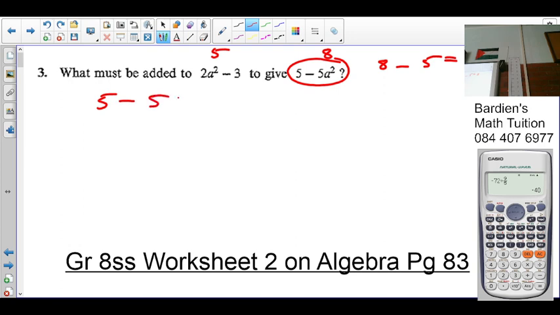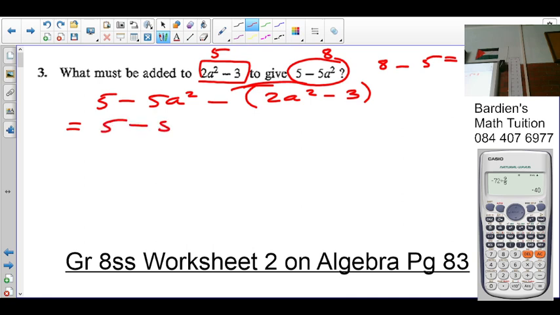5 minus 5a squared, minus the bracket. Can you see that, people? With brackets, 2a squared minus 3. To get rid of the brackets, I multiply in. So that's going to give you 5 minus 5a squared minus 2a squared plus 3.